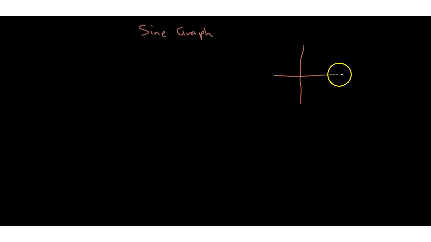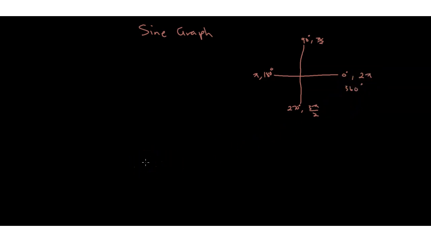We are going to start, this is 0 here. This is 90 degrees or pi over 2. This is 180 or pi. And then this is 270 degrees, or 3 pi over 2. And here we have 2 pi or 360 degrees.